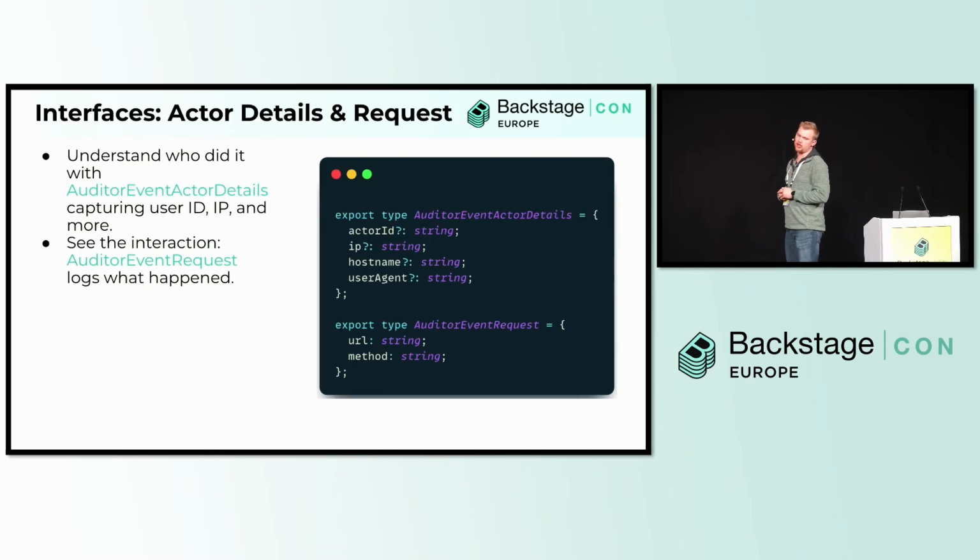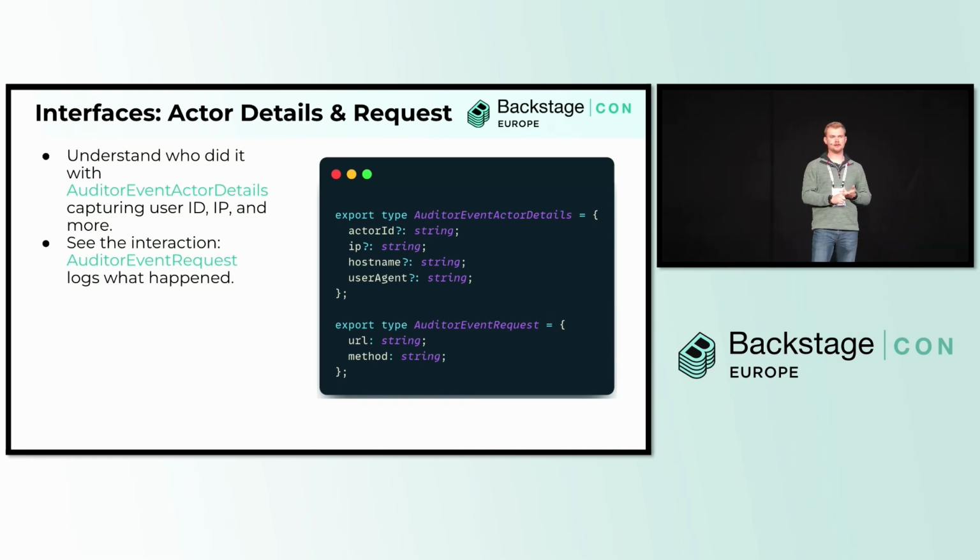Next, we have the auditor event actor details. The actor details is the who aspect of the audit event. It has the actor ID. The majority of the time, this will either be a Backstage service ID, or it will be the user ID within Backstage. You have the IP address, host name, and user agent.